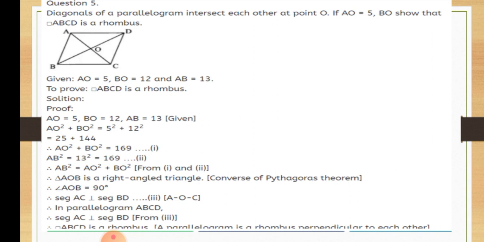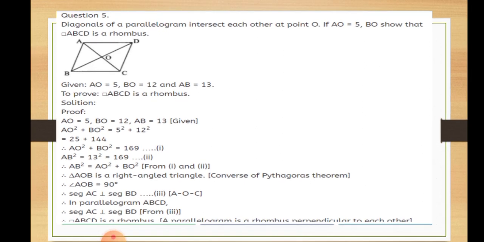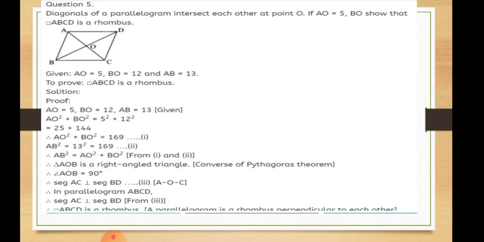Here you can show that AO square plus BO square equals AB square. Vice versa, if you want, you can show all sides are of 13, 13, 13 likewise. Then here we can prove that ABCD is a rhombus. Rhombus means what? All sides are of equal length. Getting? Now next question.